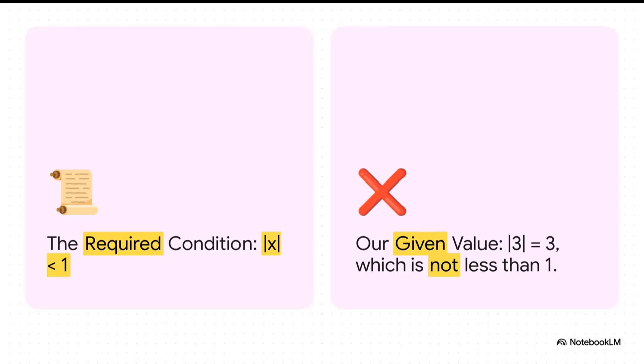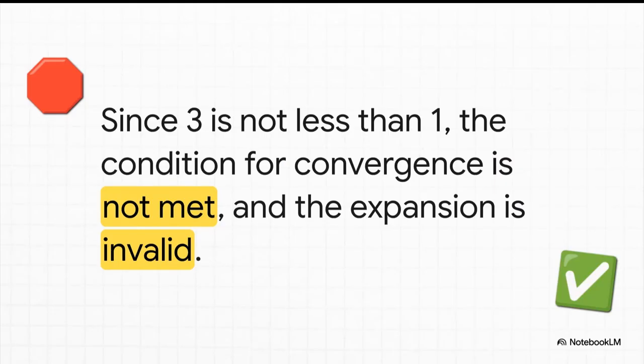So let's check. The condition is that the absolute value of x must be less than 1. The question gives us x equals 3. Well, the absolute value of 3 is 3. And is 3 less than 1? Nope, not even close. So the condition fails and the expansion is invalid. Simple as that. It's a quick check, but you can see how important it is.